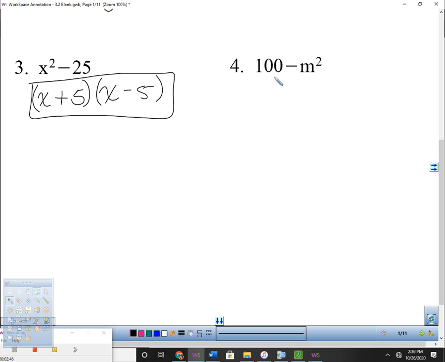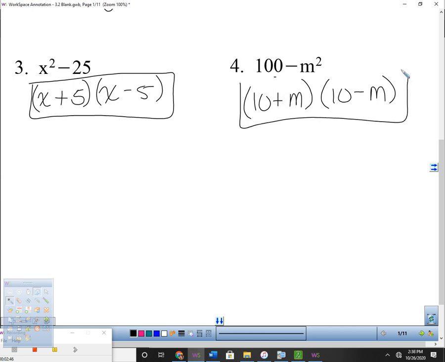Perfect squares? Yes. Minus sign? Yes. Split it into two. What are your signs? Plus and a minus. The square root of 100? That goes in the front. The square root of m squared is m. That goes in the back. And you're done.